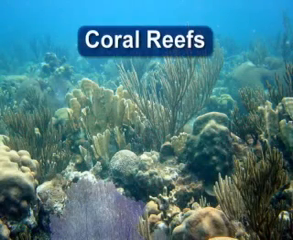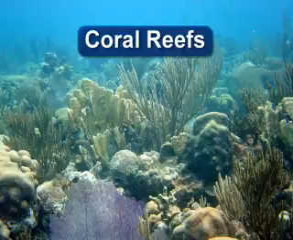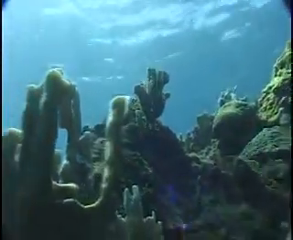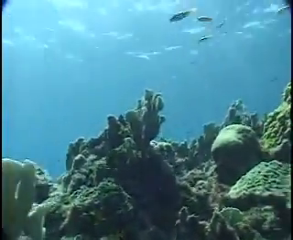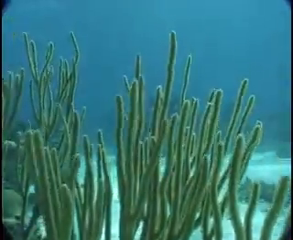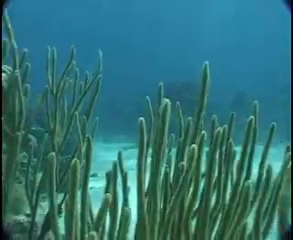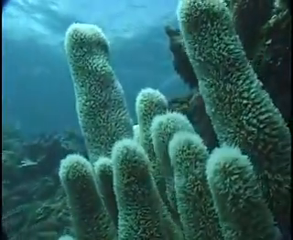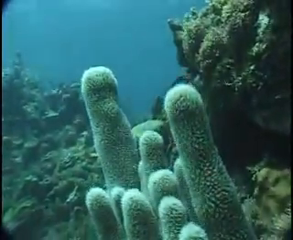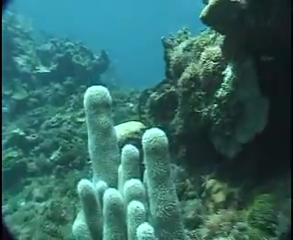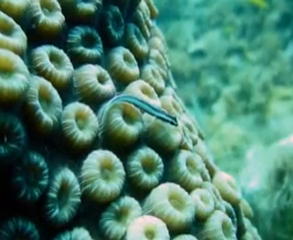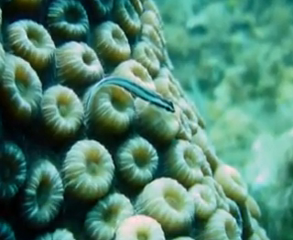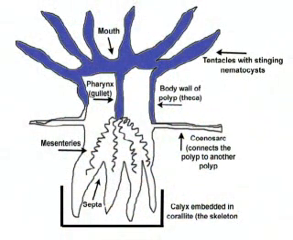Coral reefs. What is a coral? Coral is a living animal. Many people believe coral is a type of stone, but this is not true. A coral polyp is a small anemone or jellyfish-like animal with a limestone skeleton.